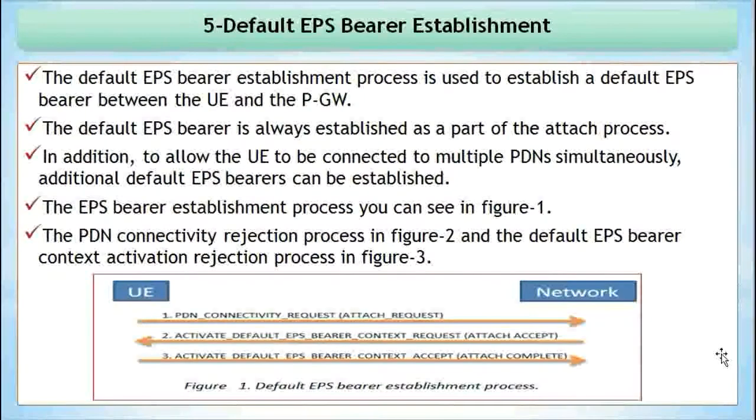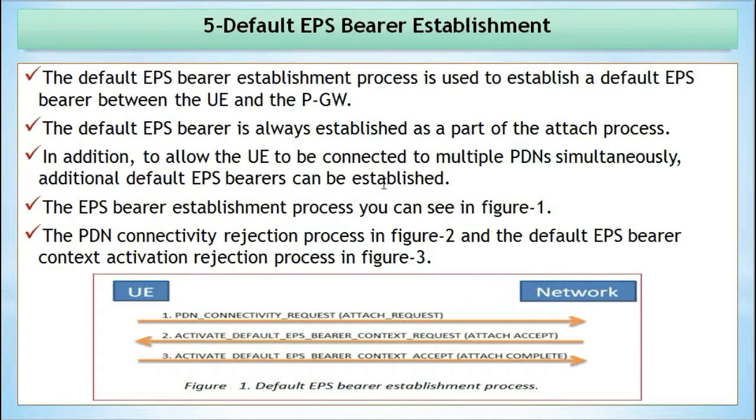Fifth one is default EPS bearer establishment. Okay, so let's start. The default EPS bearer establishment process is used to establish a default EPS bearer between the UE and the PGW. Okay, the default EPS bearer is always established as a part of the attach process. In addition, to allow the UE to be connected to multiple PDNs simultaneously, an additional default EPS bearer can be established.